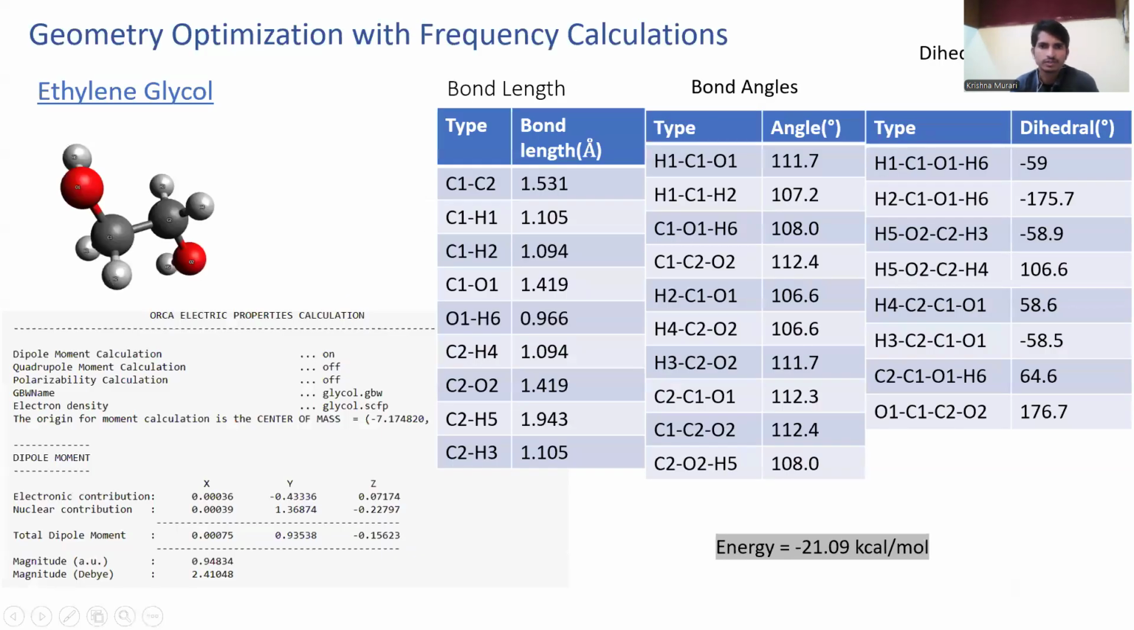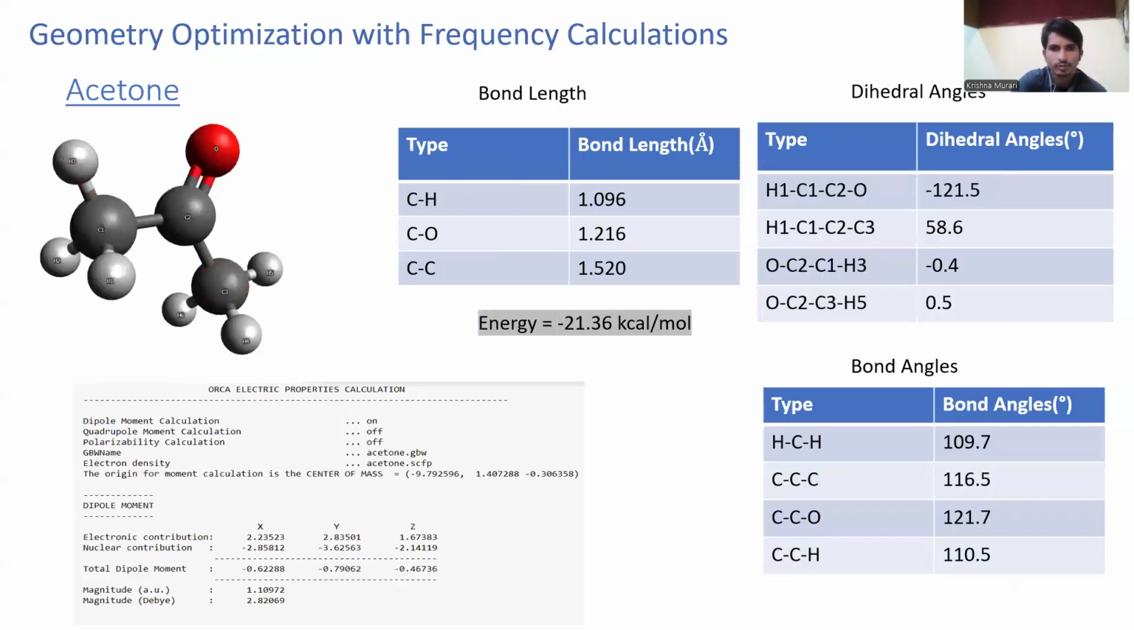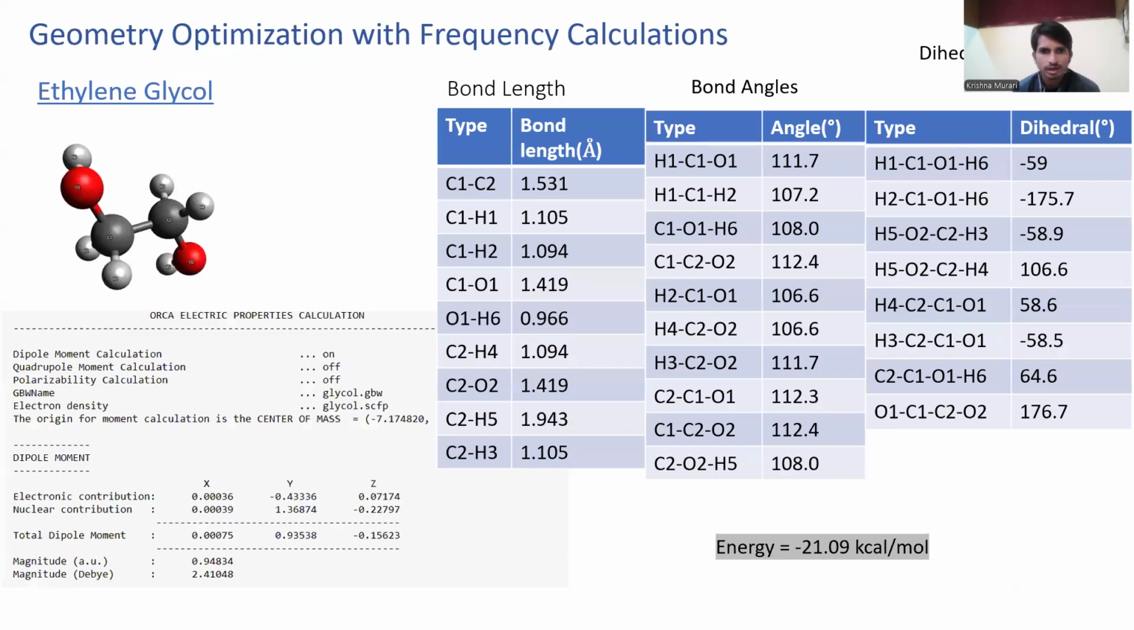The first task that was assigned to me was to perform geometry optimization with opt plus frequency for ethylene glycol and acetone. This slide is showing the results for ethylene glycol. I have done the geometry optimization for both ethylene glycol and acetone, and these are the results. This one is for ethylene glycol, and this one is for acetone. The structure which is showing here is the optimized structure of ethylene glycol.